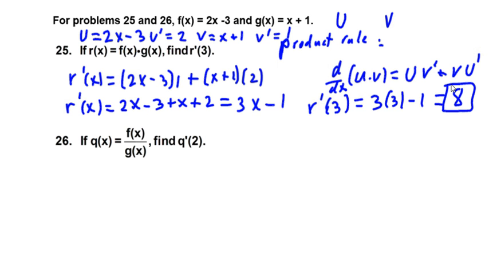Should have got 4. Did I get that? Well, this should be 2x here, plus 2x. So we're going to get 4x minus 1. So it's going to be 4 times 3 minus 1, which equals 11.